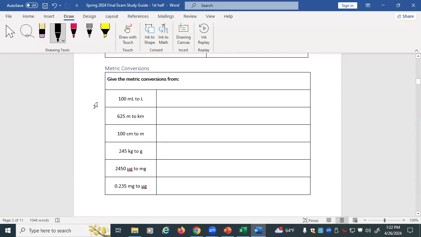All right, the next grouping was the metric conversions. Now, in the metric conversions, we focused on just a few conversions overall. We looked at kilo, we looked at centi, milli, and micro primarily.